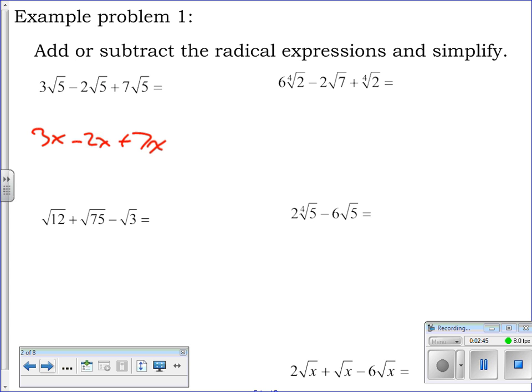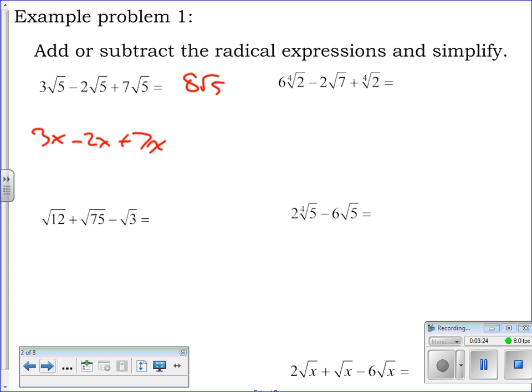How many x's do I have? How many root 5s do I have? I have 3 root 5s. I take away 2 root 5s, and then I add 7 more root 5s. 3 minus 2 is 1. 1 plus 7 means that I have 8 root 5. When I'm adding and subtracting, they have to be like radicals, and just like with the variables, the radicals don't change. It's just how many of them I have. Okay, I have 3 bananas. You take away 2, then I add 7 more. How many bananas do I have? I have 8 bananas. Okay, well, instead of bananas, I got root 5s. Same concept. Okay, that's what that is.